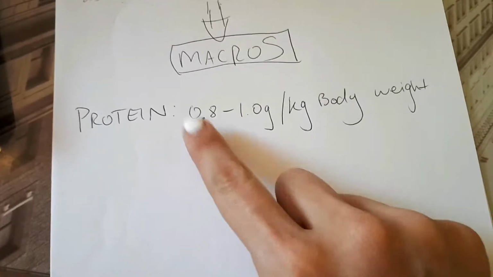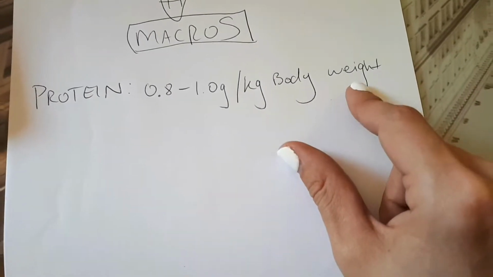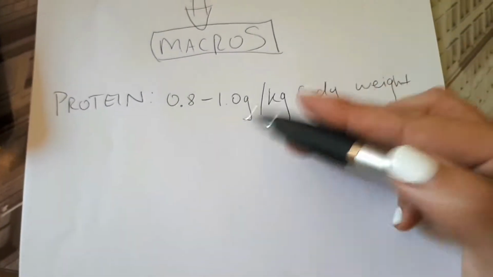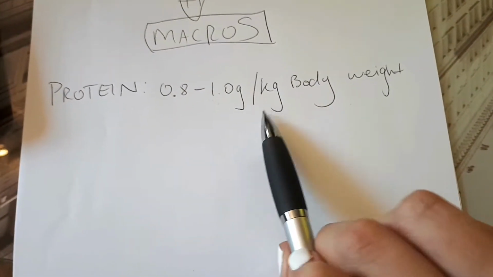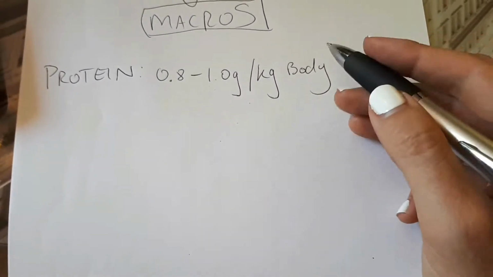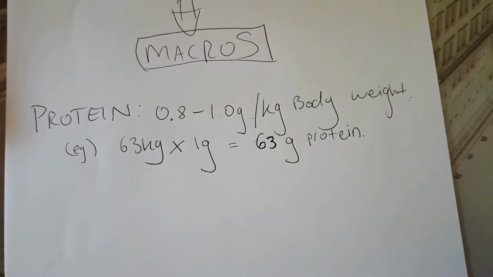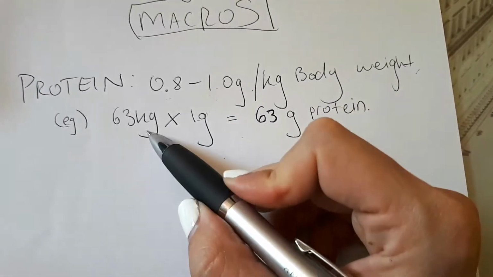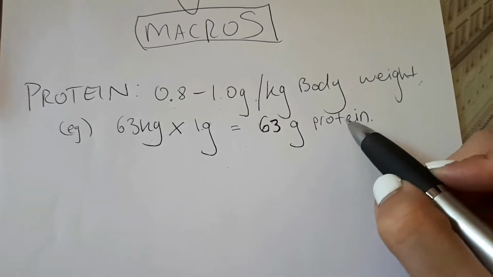a daily protein intake of about 0.8 to 1 gram of protein per kg of body weight. Okay. Personally, if it's a very athletic individual, then I might increase the range further to about 1.5 grams per kg of body weight. Okay, but for now we'll just stick in this range. So for me, because I'm 63 kgs, I'm going to just times it by 1 gram per kg, and that is equal to 63 grams of protein as my macro.